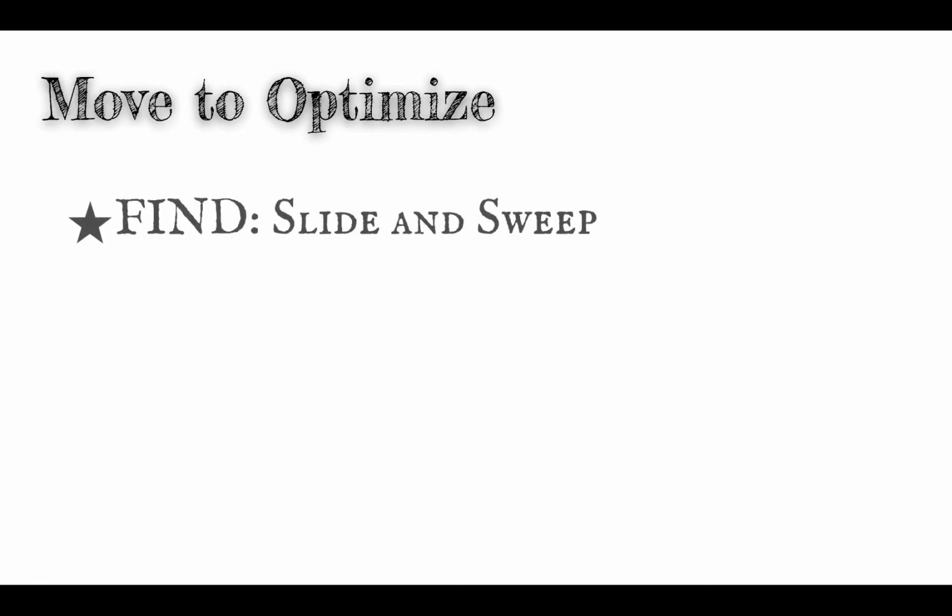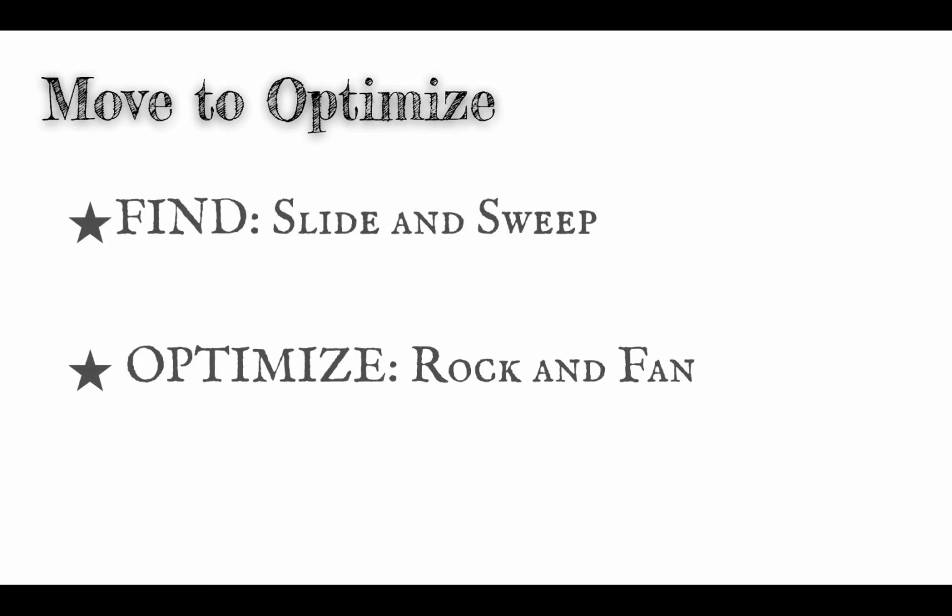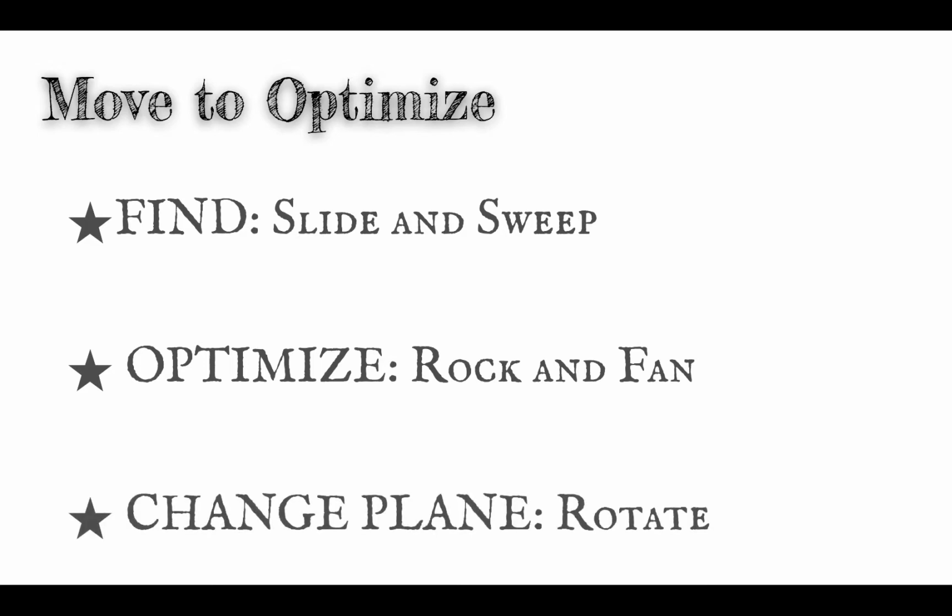First, you find the area of interest by sliding and sweeping the entire probe. Next, you can optimize and survey that area by rocking and fanning the probe through an area of interest. This is usually where you're going to take your clip. Finally, you can change the plane of the image by rotating the entire probe along its own axis.